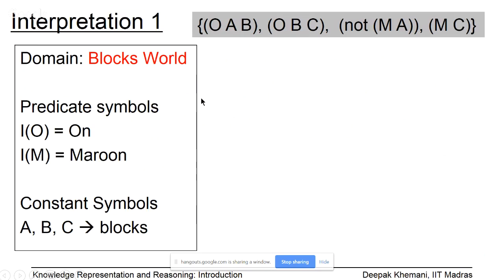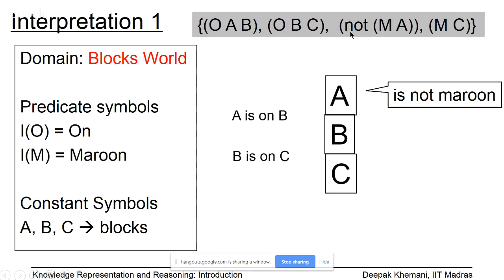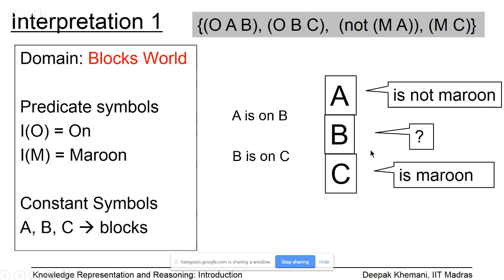We can have a Blocks World interpretation in which O stands for on and M stands for maroon, and A, B, C are names of blocks. So the first statement says A is on B, the second statement says B is on C, the third statement says A is not maroon, and the fourth statement says that C is maroon. That is the meaning of those sentences. So we don't know what is the color of B essentially.